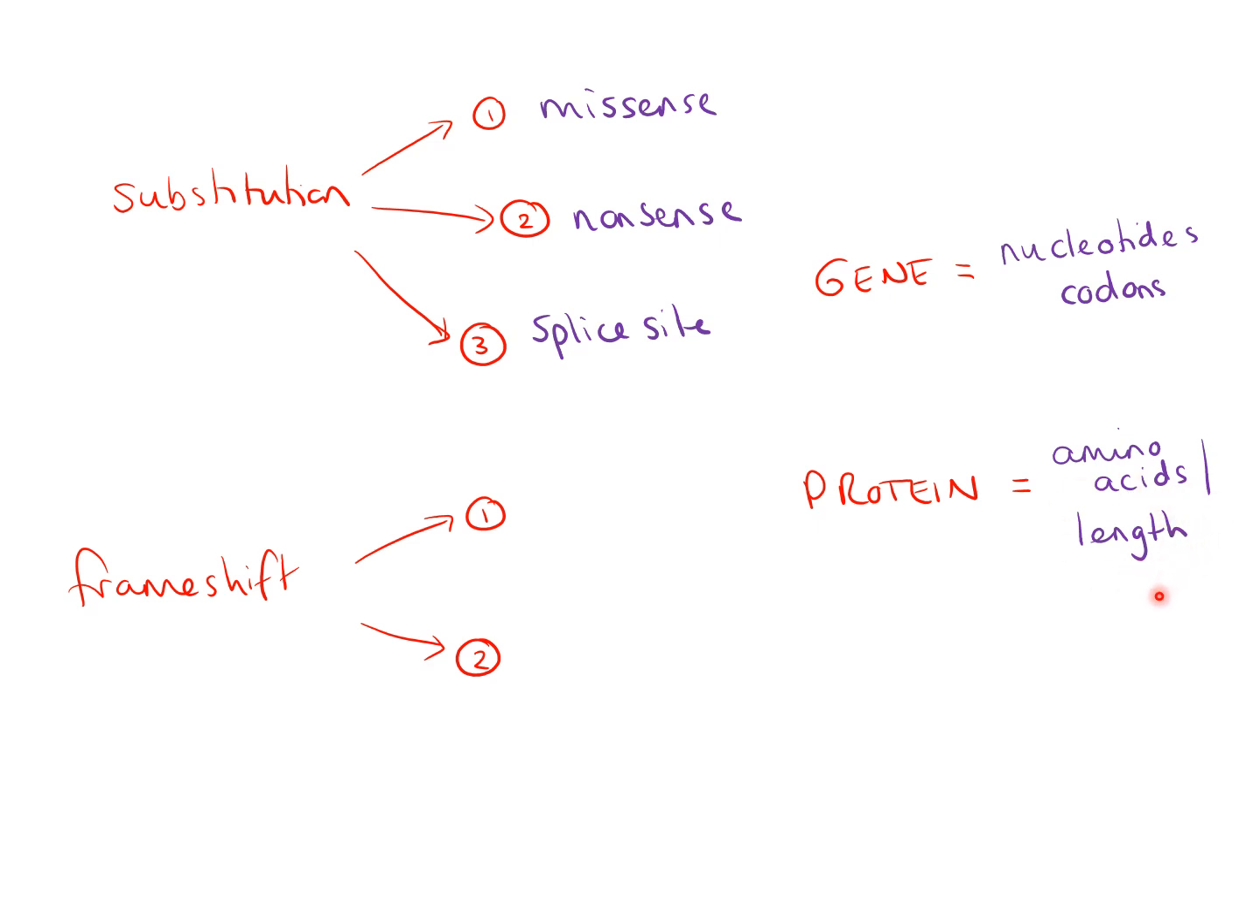Splice site mutations were a substitution mutation that occurred at a splice site. So remember, splice sites were those little instructions to cut out the introns. If we retained some introns, it would mean that the effect on our protein was that we had extra amino acids. And if we were to cut out the exons, that would result in some exons not being included. We would have less amino acids.